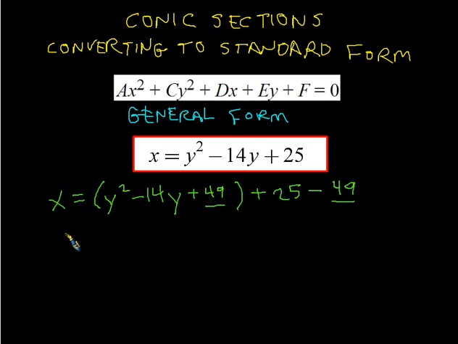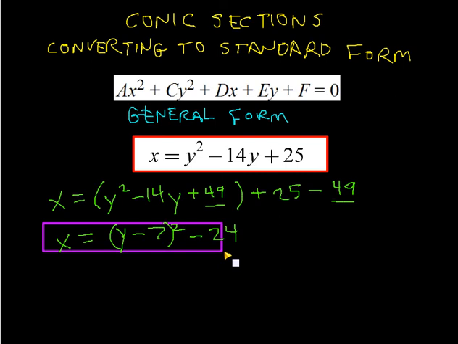Now we can rewrite this stuff in parentheses as a binomial squared. And again, why don't you pause the video for a moment and see if you remember how to write this as a binomial squared. Hopefully you agree with me that this is y minus 7, parentheses squared. And again, if I take y minus 7 and FOIL it times y minus 7, I should get y squared minus 14y plus 49. 25 minus 49, that's negative 24. And voila! Believe it or not, we are done. All we really had to do was write this thing in this form.